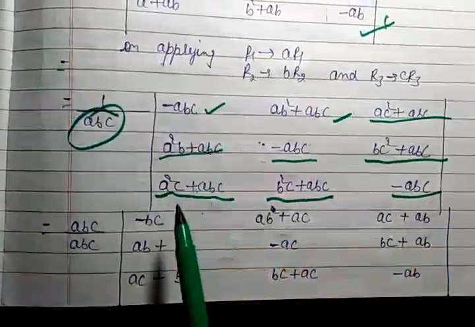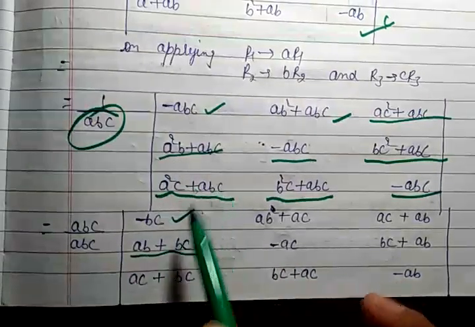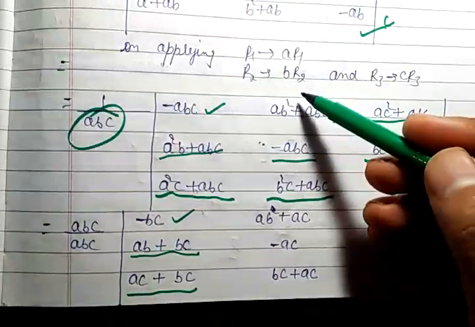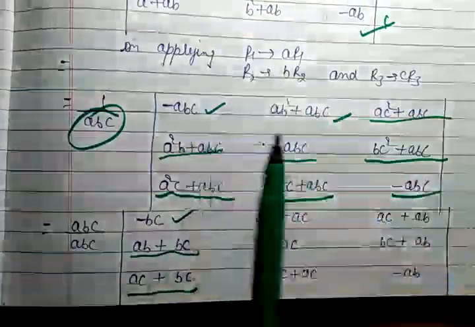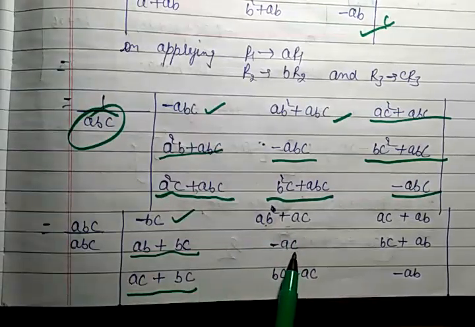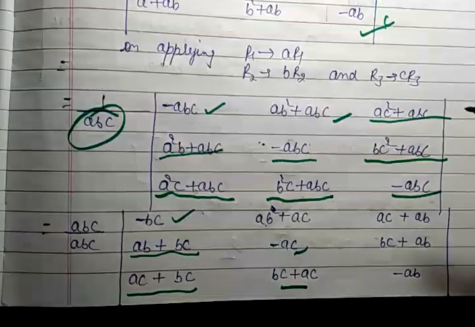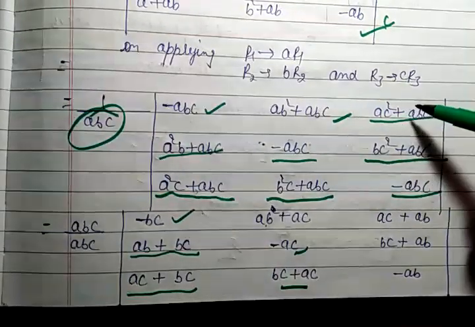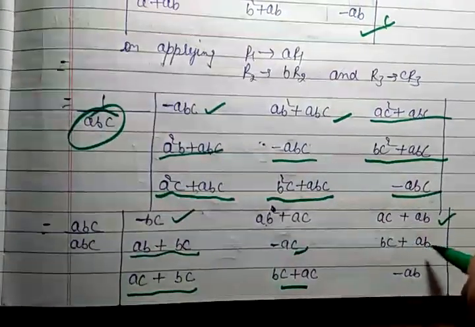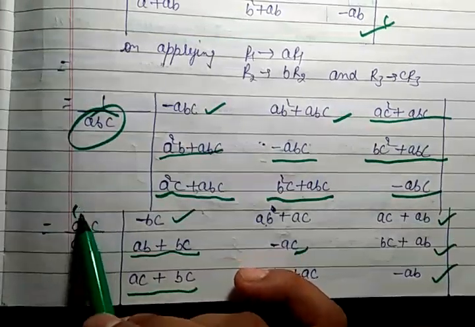So after taking a common from c1, we will get here minus bc, and here we will get ab plus bc, and here we will get ac plus bc. Now we take common from c2, and after doing so we will get ab plus ac, and here minus ac, and here bc plus ac. After taking common from the third column c, we will get ac plus ab, bc plus ab, and minus ab. Then, since we have taken out the common, you will write down here a, b and c.